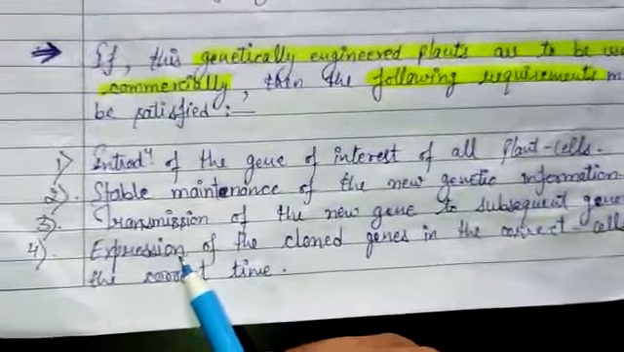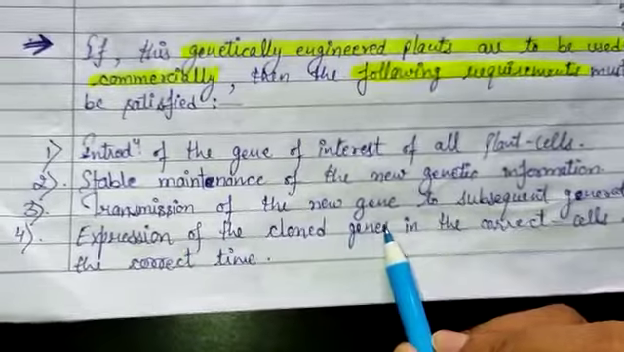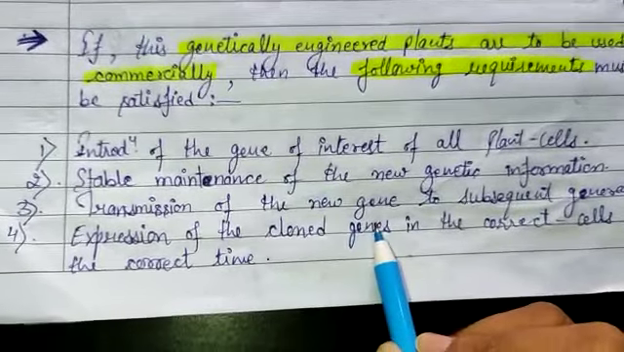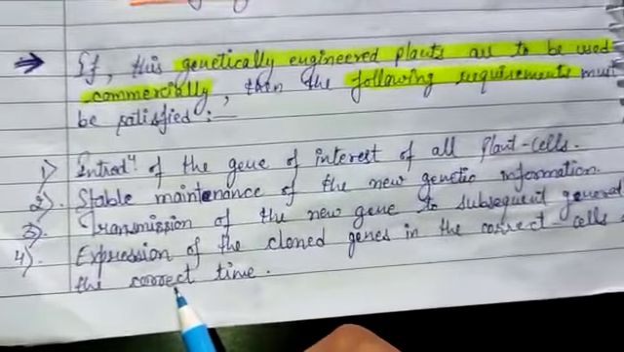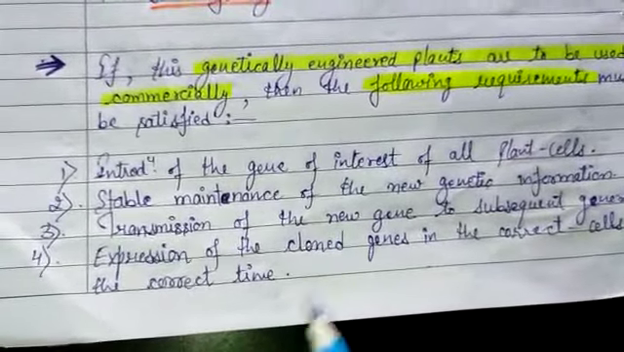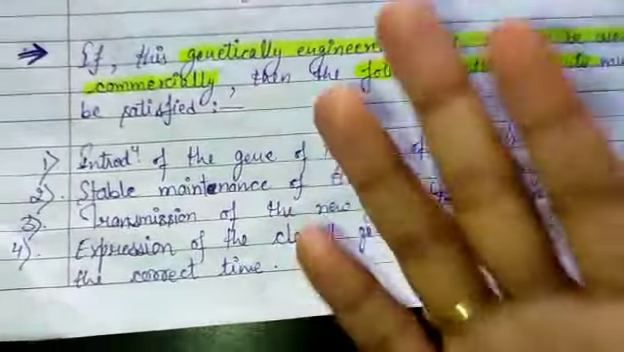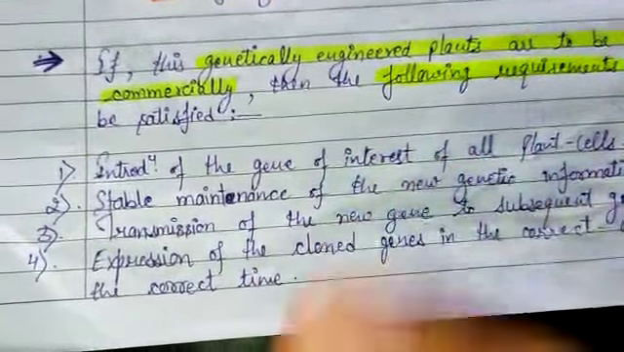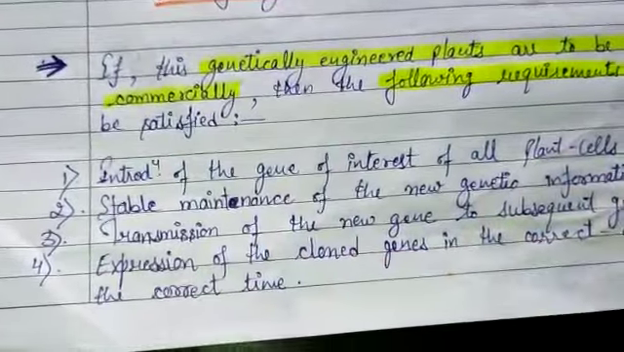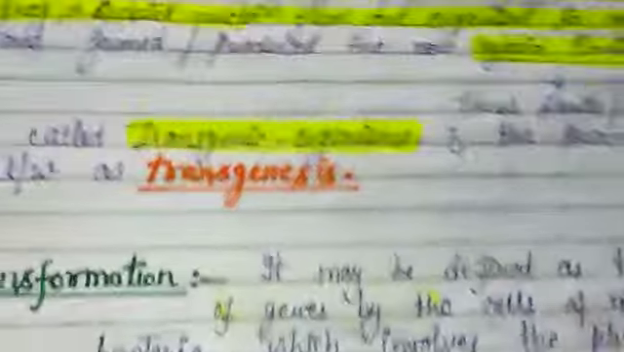And last, expression of the cloned gene, that means the transgenic plant or gene, in the correct cell at the correct time. Clear? That means whenever we transfer any gene into any plant cell, at the same time we have to note clearly whether the gene has been successfully inserted into it or not. Clear? So the next process is transgenesis.